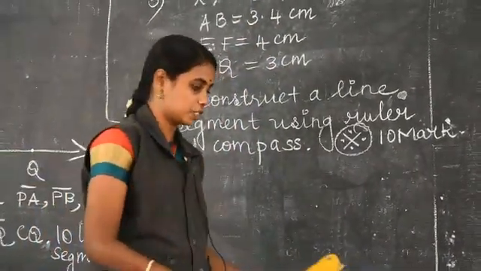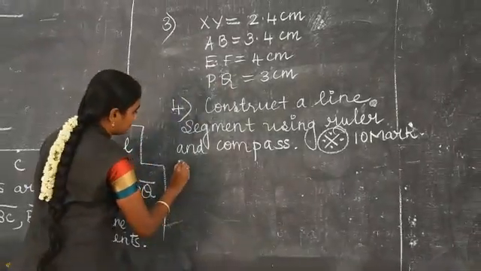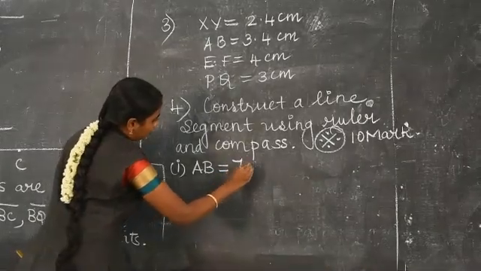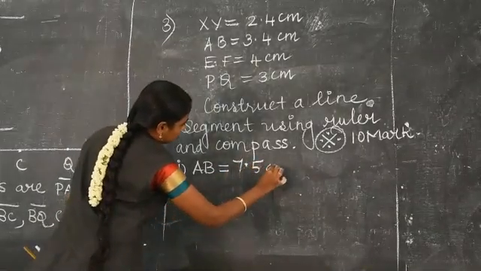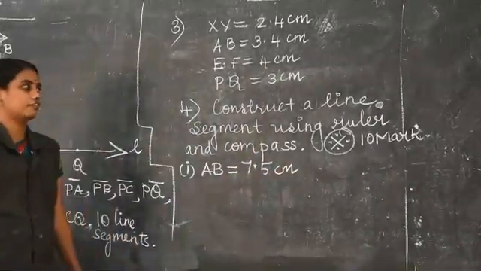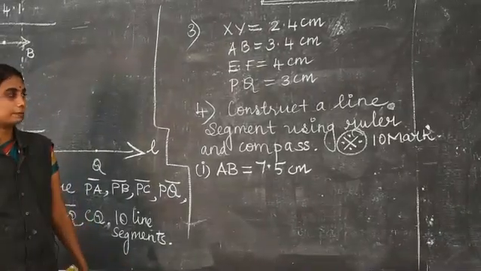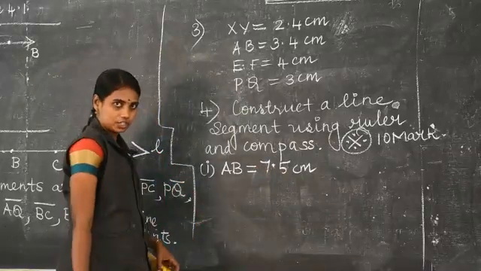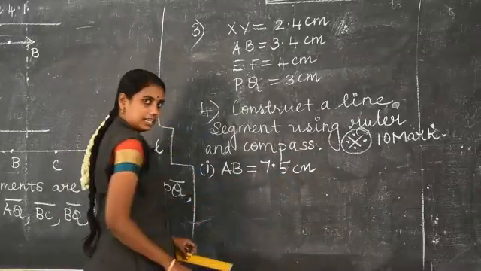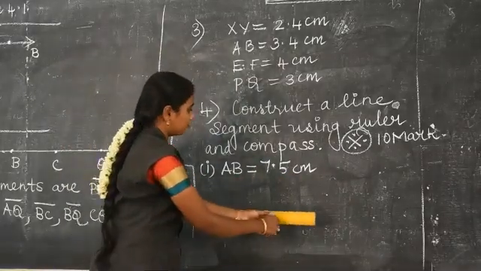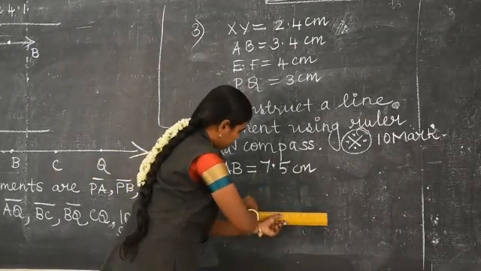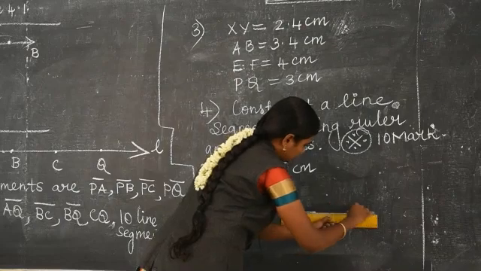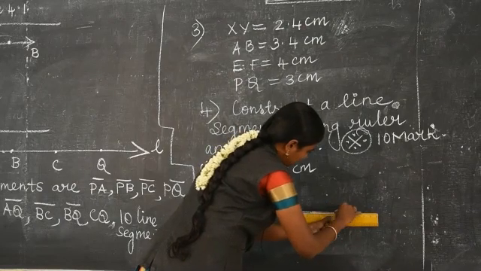Listen to me. The first option is AB 7.5 centimeter. Listen to me properly. Very easy. This is a line segment, yes or no? Because measurements are given. First draw a line. The line may be the longest one or the shortest one. Doesn't matter.